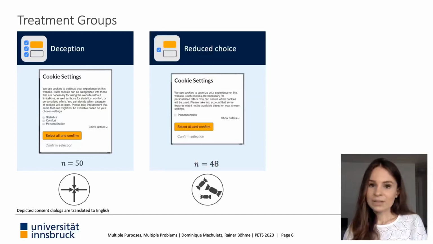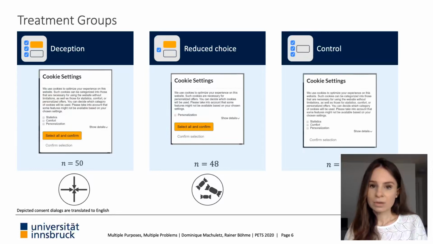The second treatment condition differs from the first one as it does not have 3 but only 1 selectable purpose. The third condition was presented to the control group of our study. It did not have a highlighted default button. So let's now move to our measurements and results.